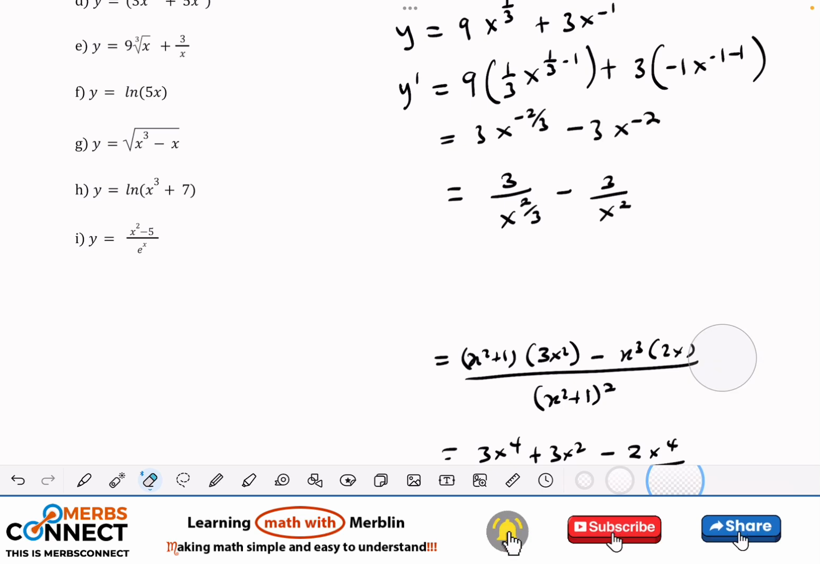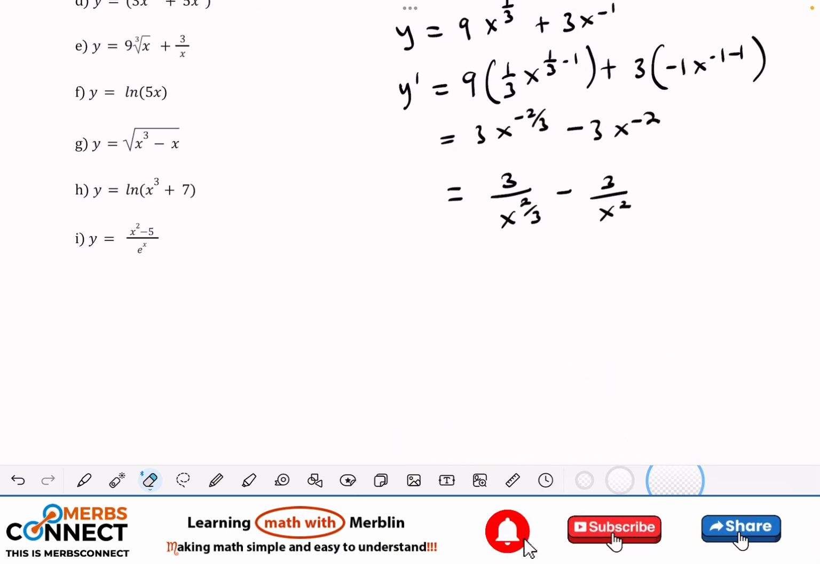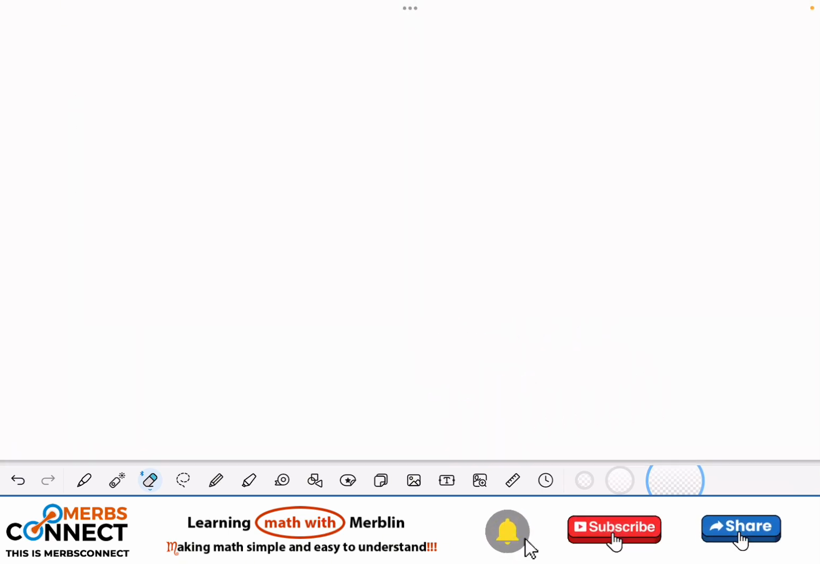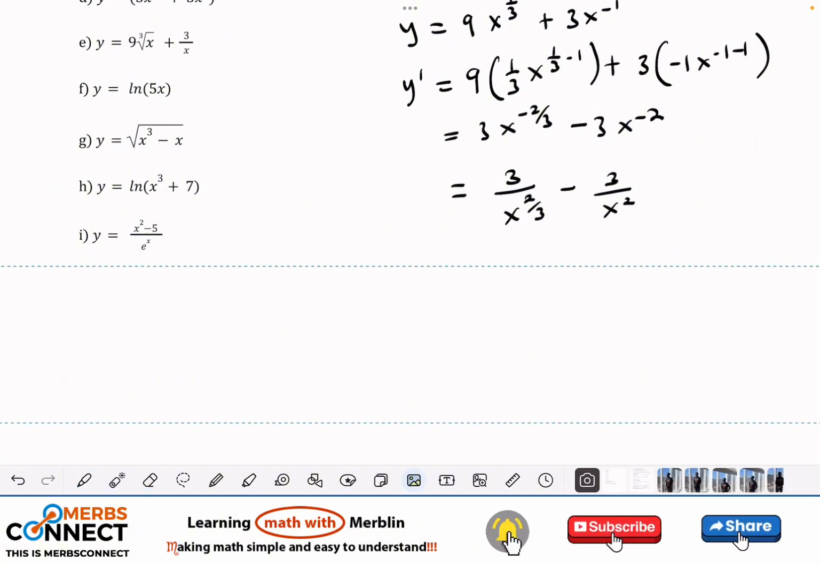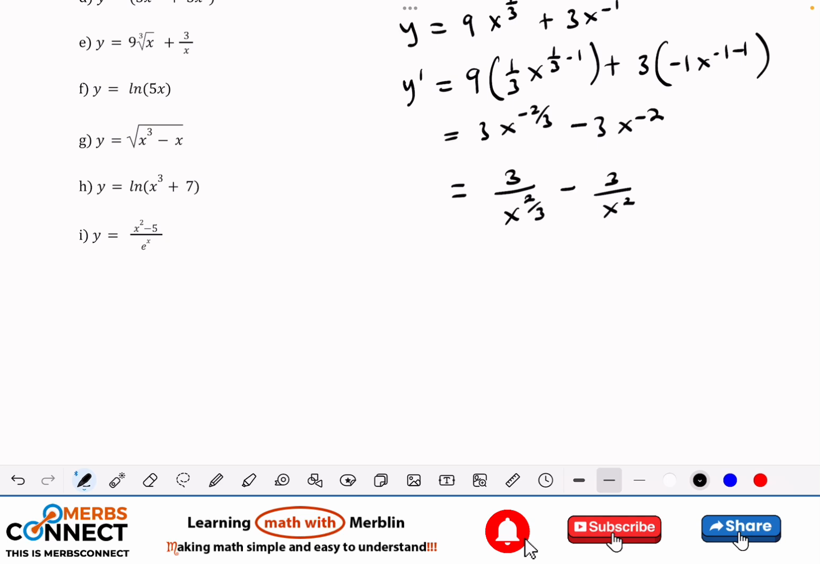Let's look at F, right? So F is a ln function, and I have videos on how to differentiate each individual function. So you can also check it out. Now let's look at F.